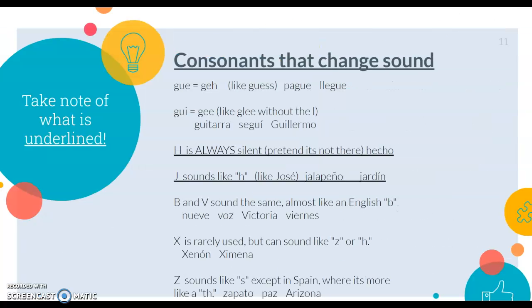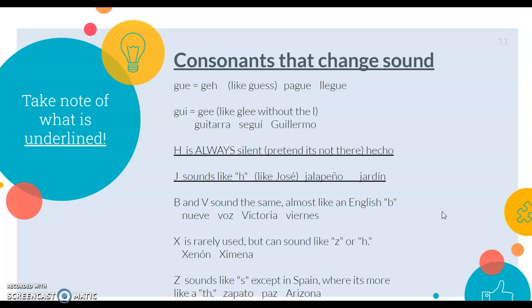All right, other consonants that change sounds. You have GUE, which is ge. GUI, which is gi. H is always silent. Okay, pretend it's not there. The example that I have here is hecho. I would not say hecho with an H, I would say hecho. Okay, and the letter that makes the H sound is actually the J. Okay, like Jose, jalapeno, jardín, makes the H sound. It's always going to make the H sound.